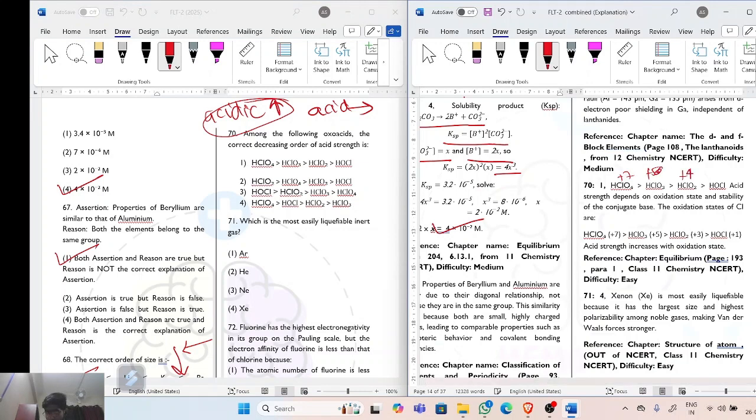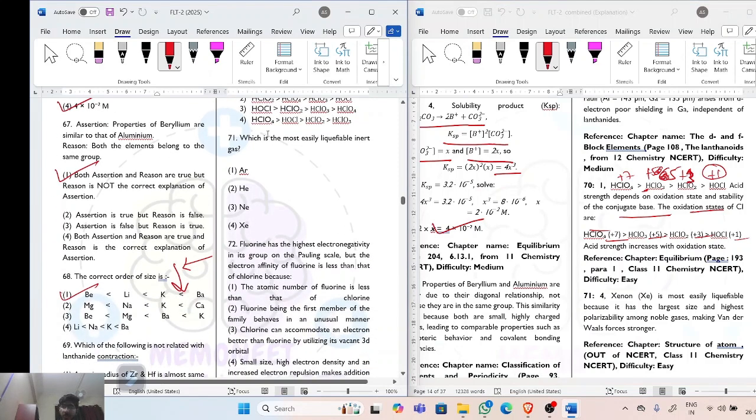So clearly option number 1. The acidic strength depends on the oxidation state and stability of the conjugate base. The oxidation states of Cl are +7, +5, +3 and +1. So the correct answer is option number 1.